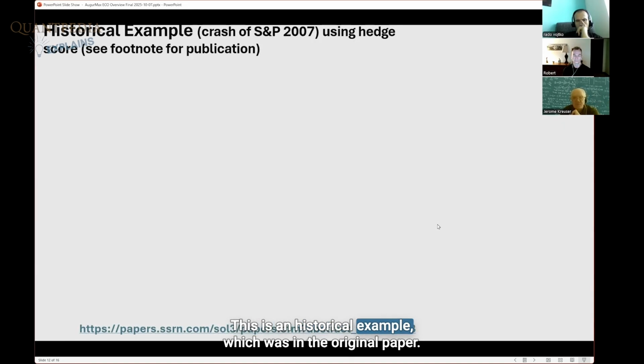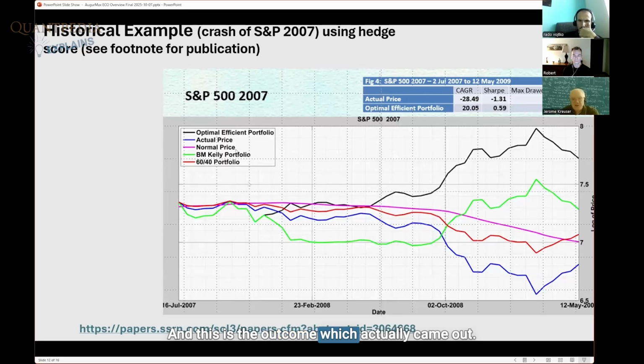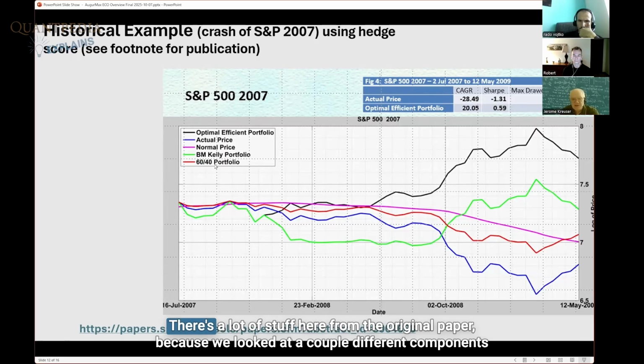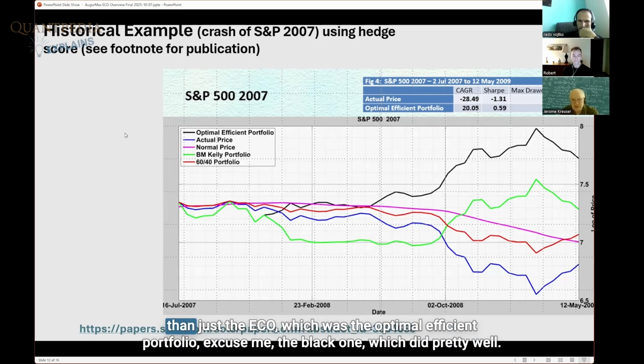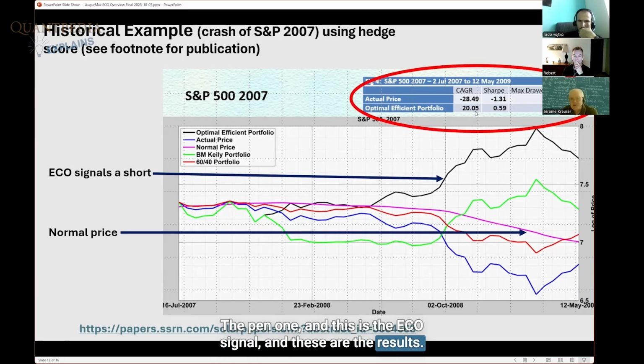This is a historical example, which was in the original paper. The abstract is shown here, and this is the outcome which actually came out. This is the S&P 500, 2007. There's a lot of stuff here from the original paper because we looked at a couple of different components than just the Echo, which is the optimal efficient portfolio. The black one did pretty well. This is the normal price, the pink one, and this is the Echo signal. And these are the results.